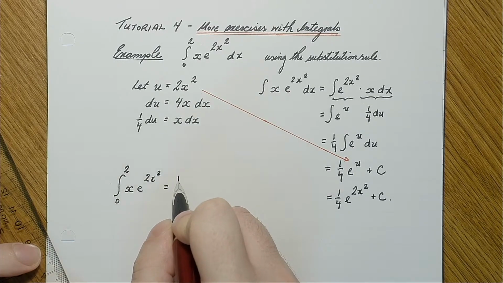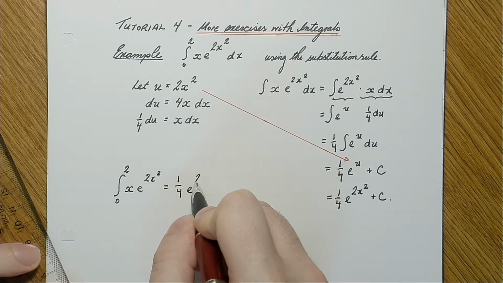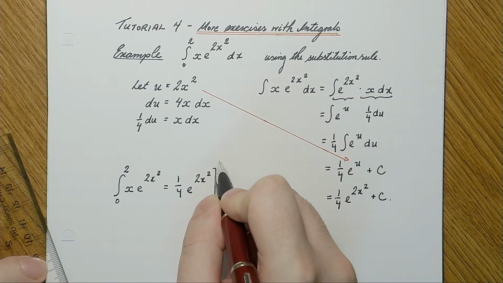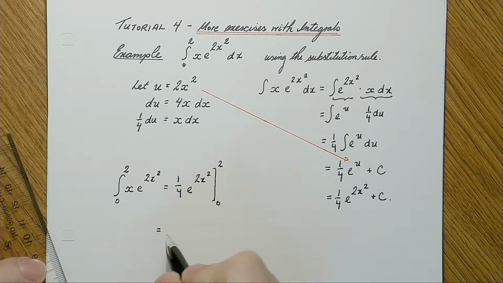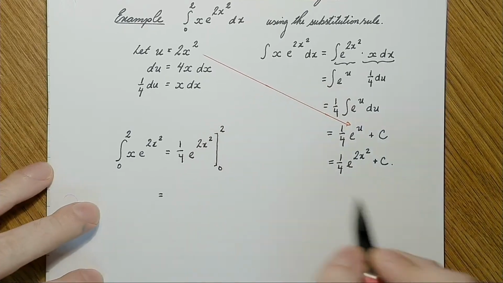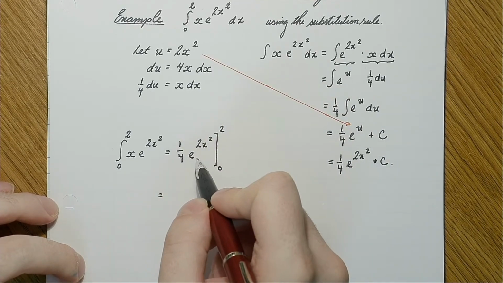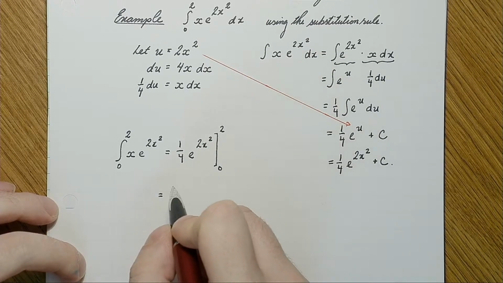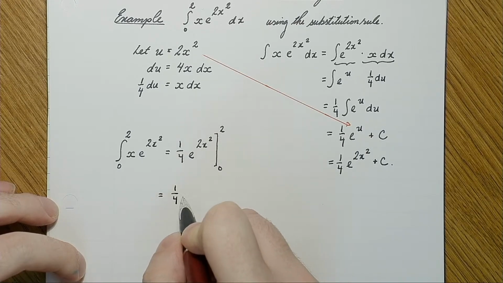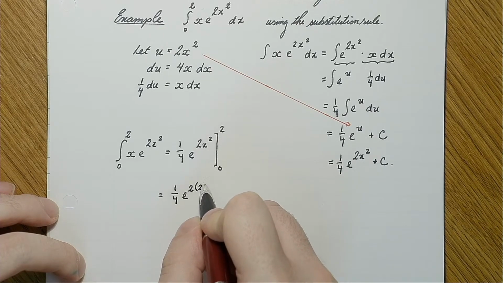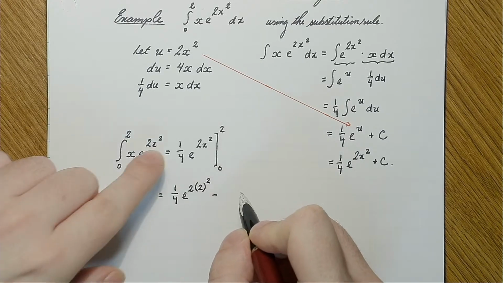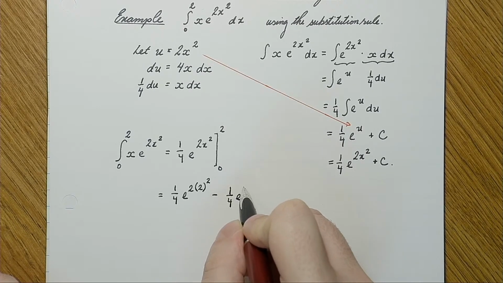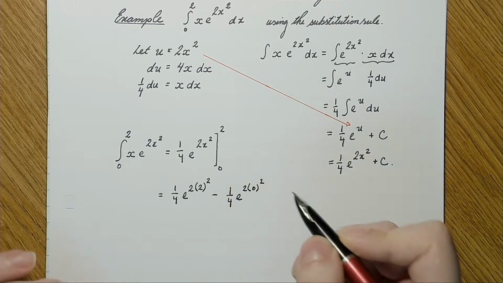So that's equal to 1/4 e to the 2x squared, and we're going to evaluate that from 0 to 2. So we substitute that in. It's going to be this function evaluated at 2 minus this function evaluated at 0. So I have 1/4 e to the 2 times 2 squared minus 1/4 e to the 2 times 0 squared.